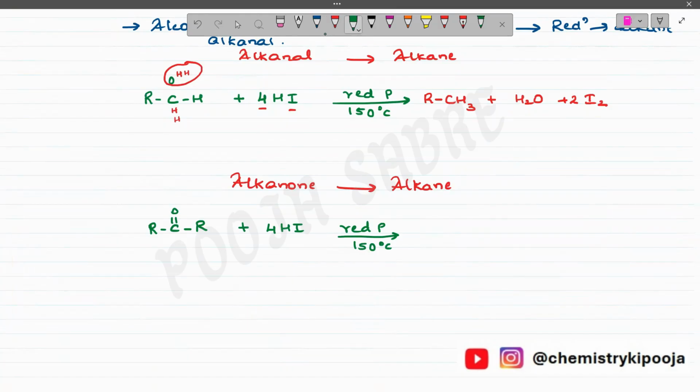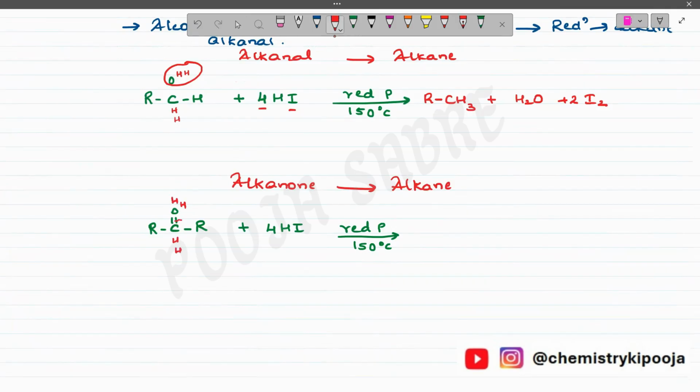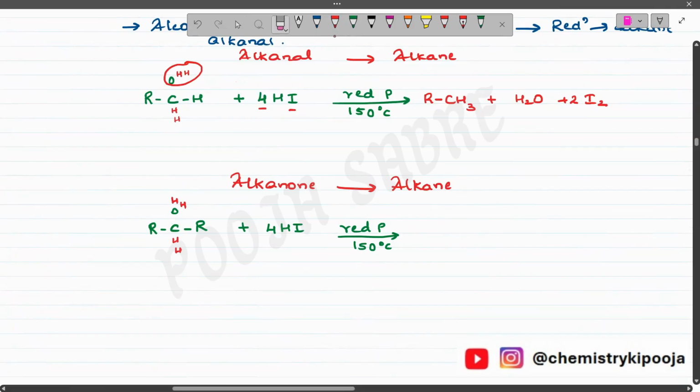What is going to happen? The same way, we are going to add 4 hydrogens across the double bond. And where is the double bond, students? We can see it is between the carbon and the oxygen. So I simply add hydrogen, hydrogen, and one bond will break. And if I add hydrogen and hydrogen again, the other bond will also break. So basically, both the bonds are now breaking.